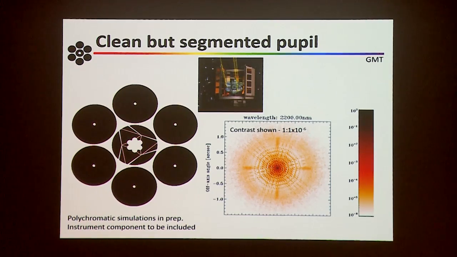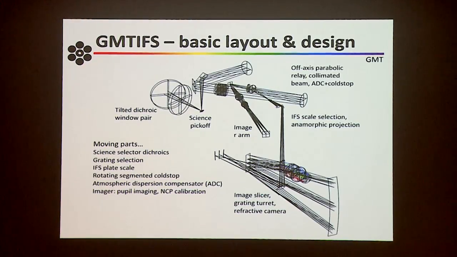I was talking earlier about the segmented pupil. Here is the actual pupil that we're looking at for the mirror. So this is the nice clean outer secondaries and the strangely shadowed central secondary. And this is the resulting point spread function that we expect to get. This is actually done in monochromatic light at the moment, but we're planning to do some polychromatic simulations soon, and the instrument component needs to be included in this. This is just the GMT, and we need to put in all the impact on the point spread function from within GMTIFS itself. Here's the basic layout and design.